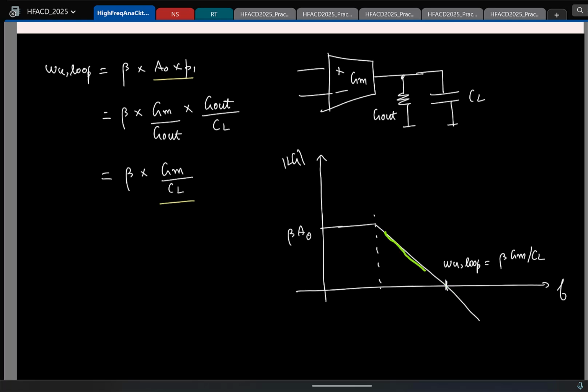Let's say something like this. But the DC gain is higher, so this will keep increasing. Because if you increase the DC gain, the pole location also will reduce. So ideally, if I keep increasing DC gain, what is the value of R out? Ideally, what do you want for R out? Infinite.